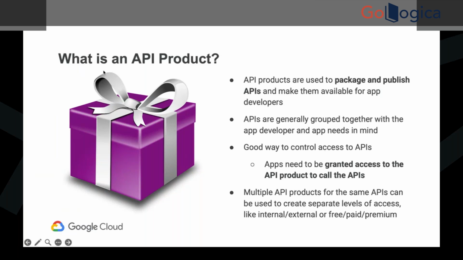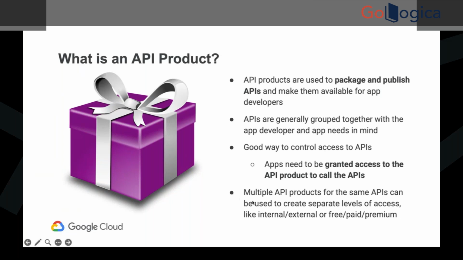When we are creating a product, the APIs are generally grouped together with the app developer and the requirement in mind, and that is a good way to control the access. Only the APIs which are part of the product will be accessible by the developer. They cannot access any other. So you can control the access that way. Whatever the developer needs, only those APIs you put there, so they will not be able to make a call to anything additional. That way your access is secured and you are able to fulfill the requirement also.